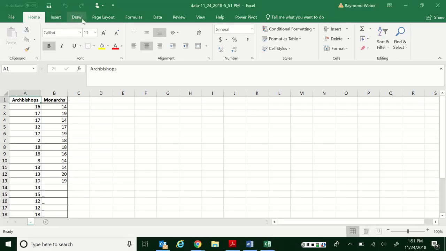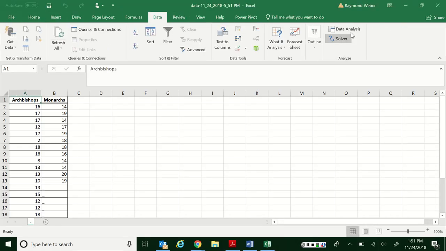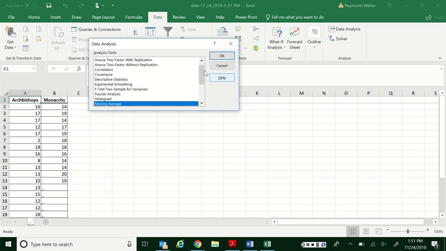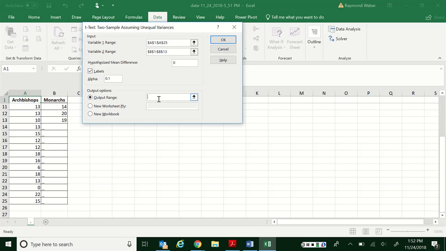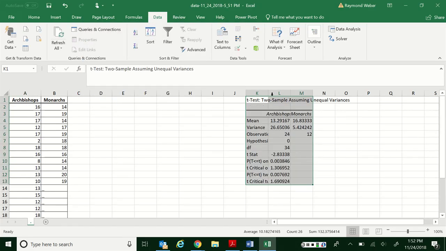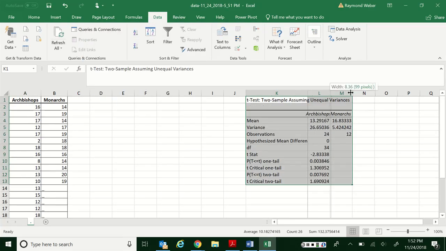So I'm going to go to Data, Data Analysis, and I want to go down here to this t-test with unequal variances. So my variable 1 is A1 through A25, and then this is B1 to B13. I'm hypothesizing that there's no difference. Labels, and I'm going to change alpha to 0.10, and my output, I'm going to just put it in K1. Okay, so this is all my information.